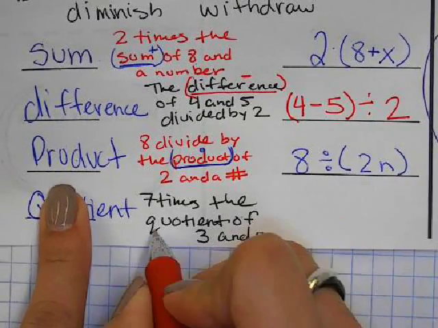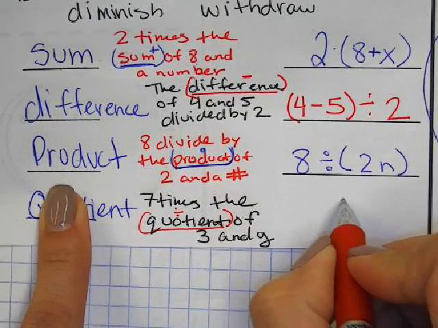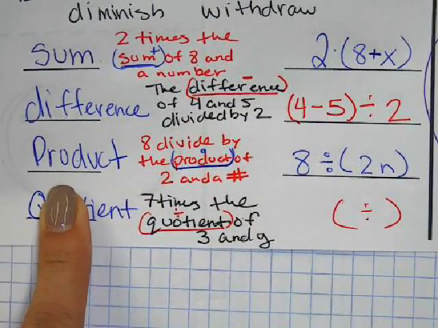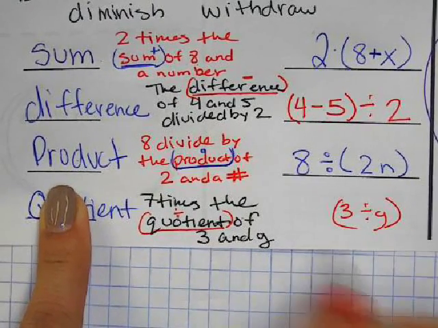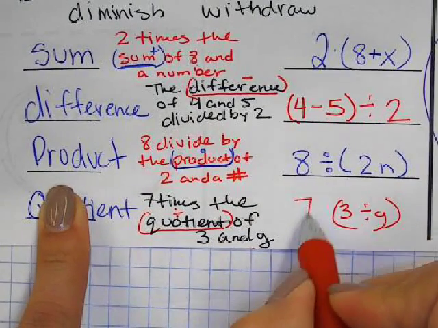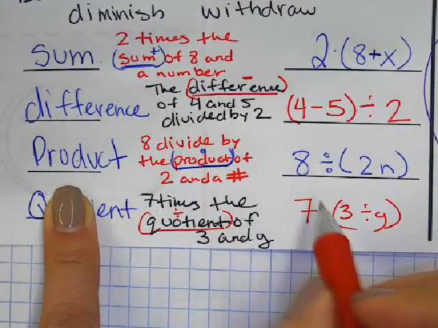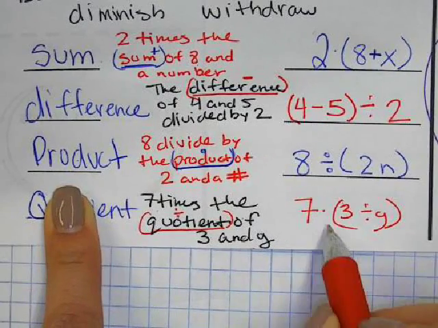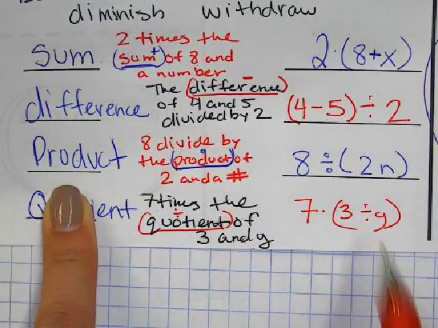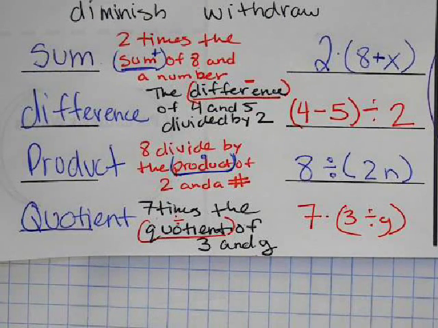So, quotient is your parentheses, and it also means your division sign. So I know I'm going to have parentheses and a division sign. What goes inside the parentheses? 3 and y, in the order that they appear. What goes outside? 7. Do I add a plus, minus? What do I do? Multiplication. So do I really need something? No. 7 times the quotient of 3 and y. Easy? It's easy when it's here. Do not be afraid to use this, okay?